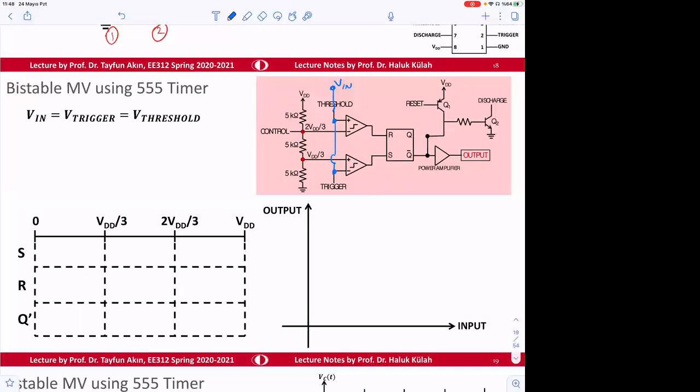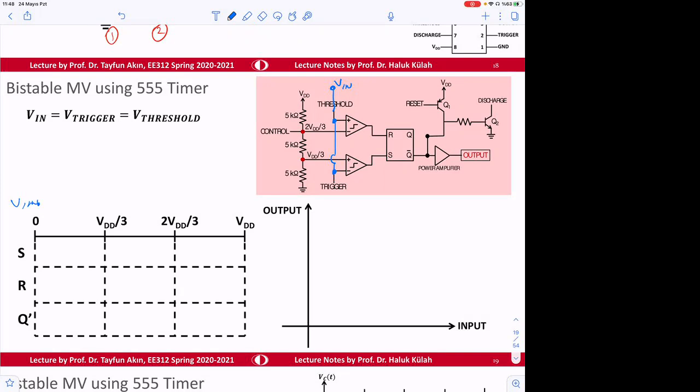How is it going to be interesting? So if the input is 0, what happens if the input is 0? So we start, let's say, from here. Input is 0. So let's say this is Vin voltage. Okay. So if the input is 0, what happens to the output?